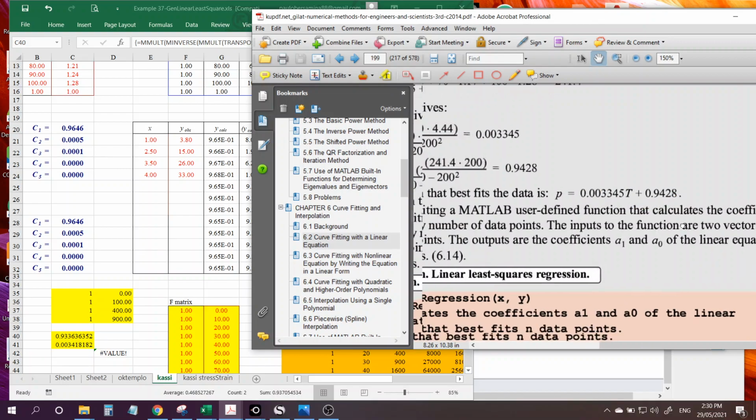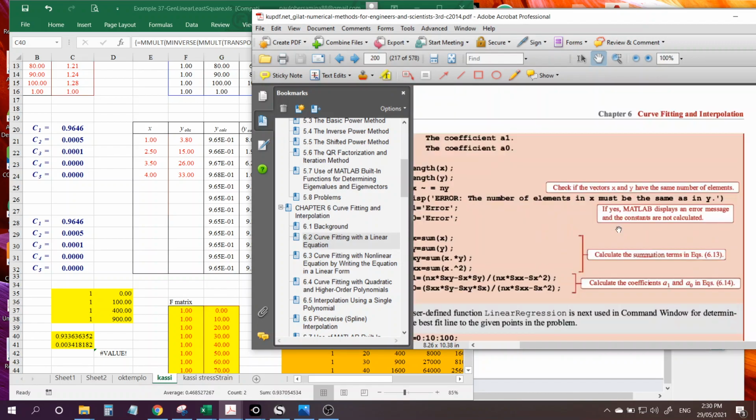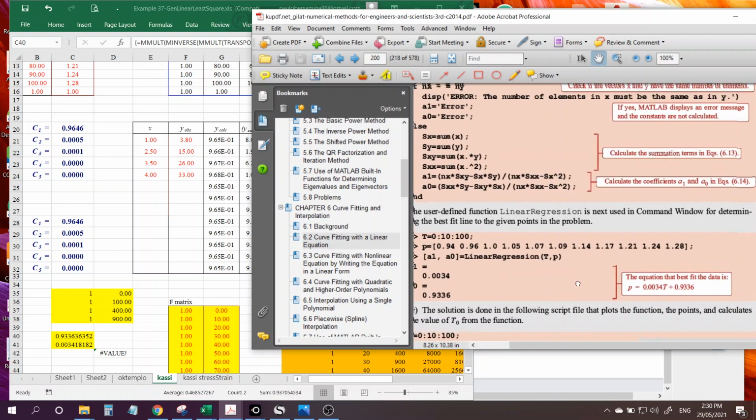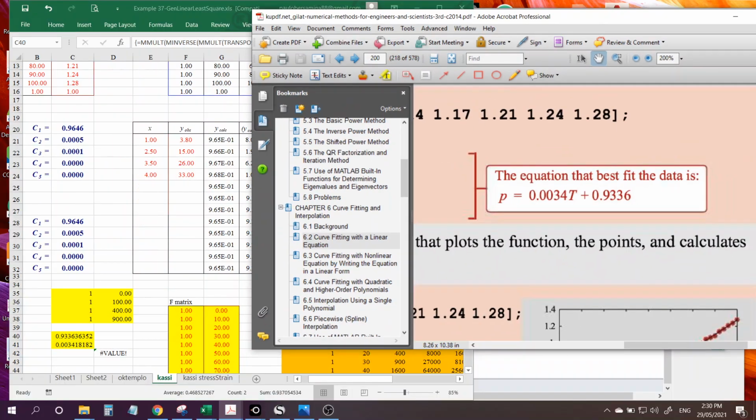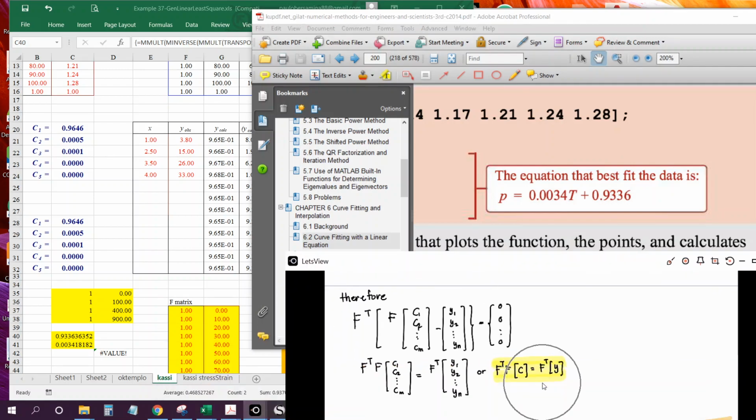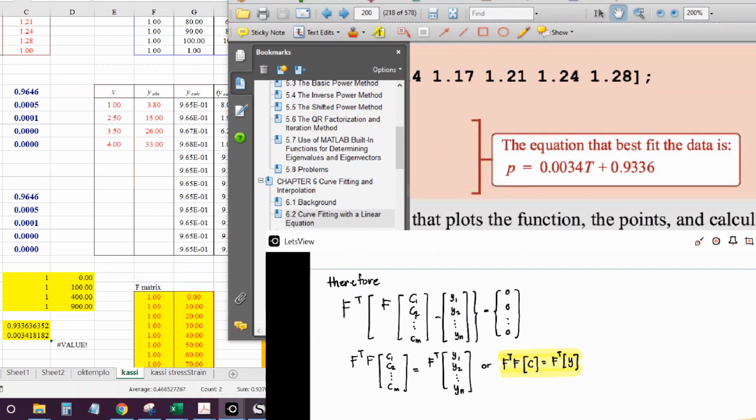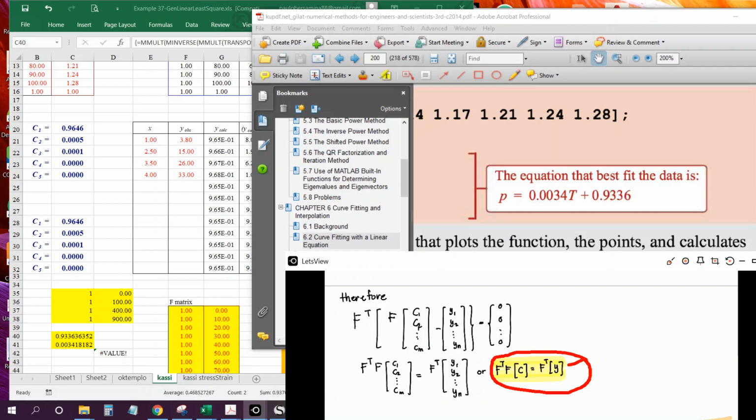But in our reference book from Kazimali, he has a MATLAB code. So implementing that, he obtained this, which is almost the same as our spreadsheet. So again, just by implementing this general formula here, this is our C.